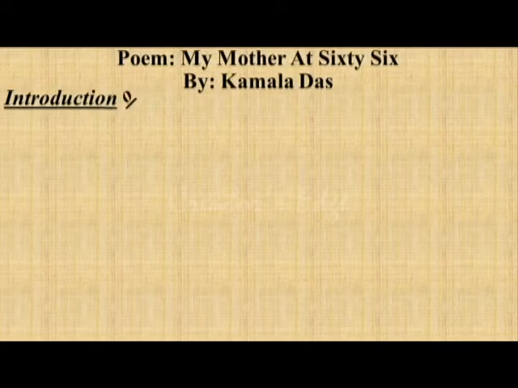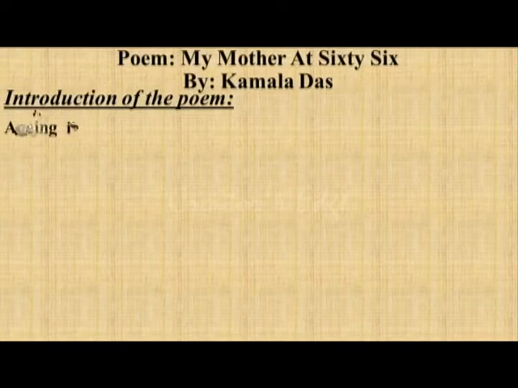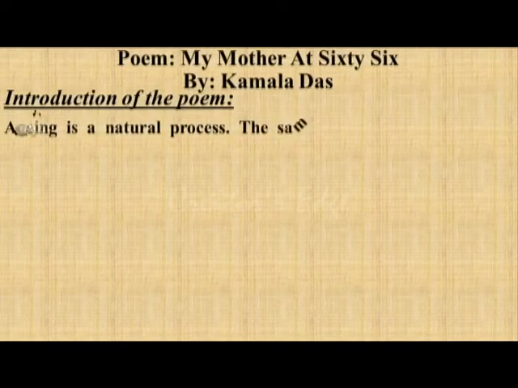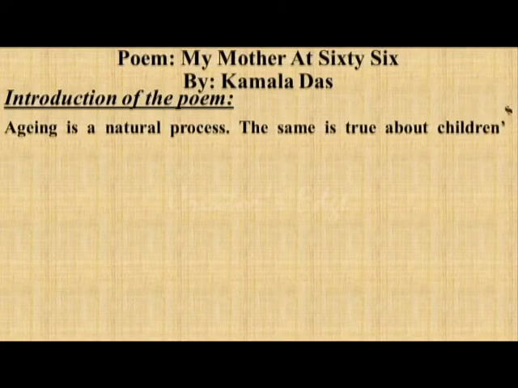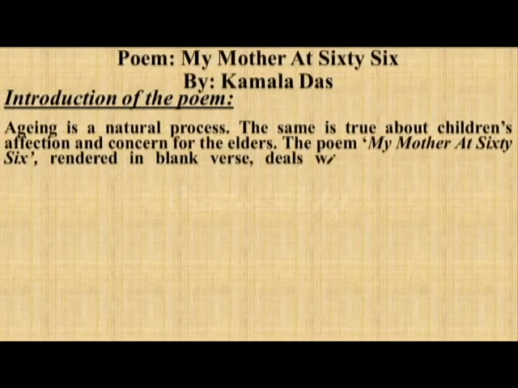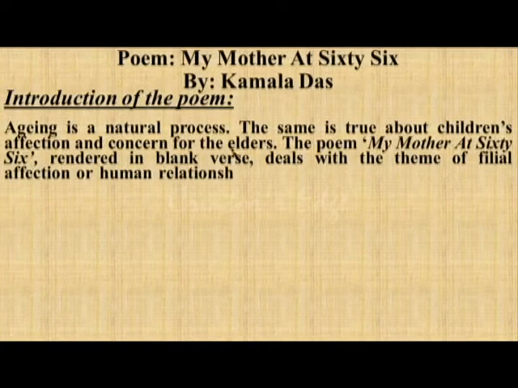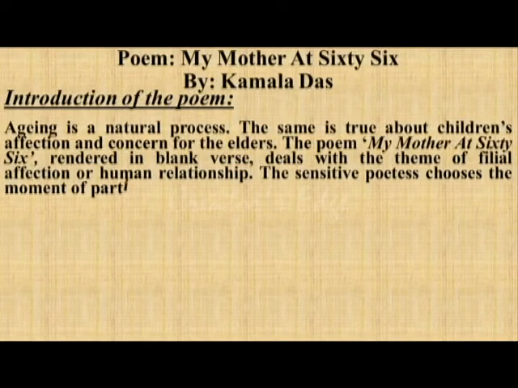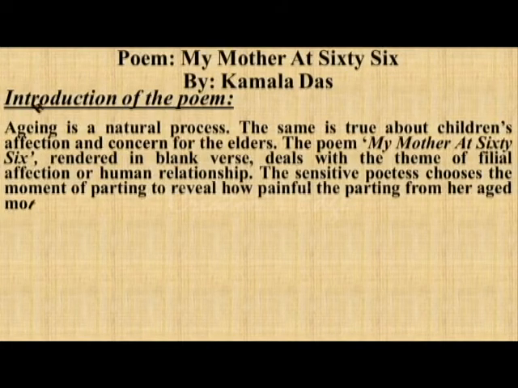First we will study the introduction of the poem My Mother at 66. Aging is a natural process. The same is true about children's affection and concern for the elders. The poem My Mother at 66, rendered in blank verse, deals with the theme of filial affection or human relationship. The sensitive poetess chooses the moment of parting to reveal how painful the parting from her aged mother can be.